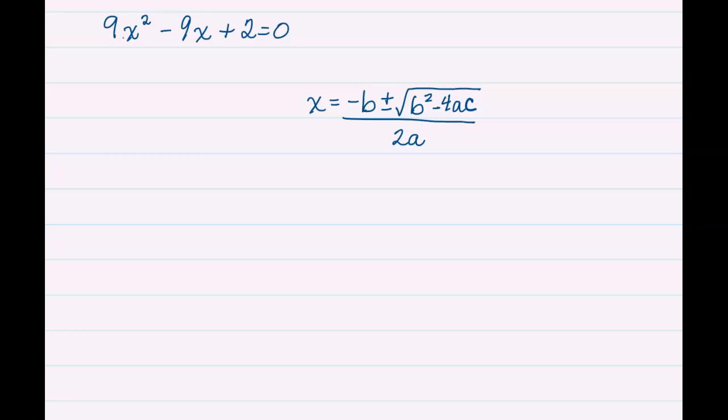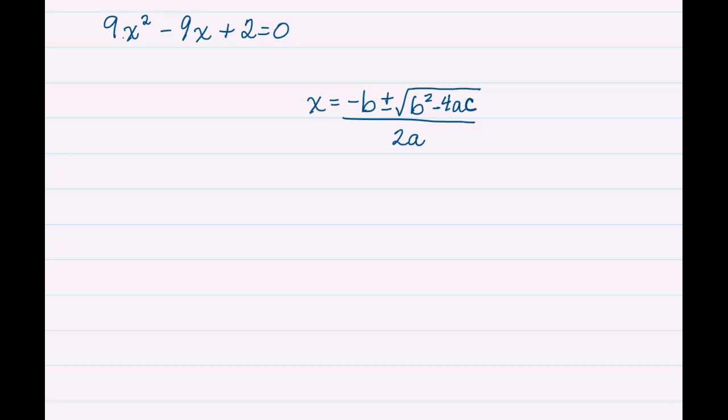Let's solve the quadratic equation 9x squared minus 9x plus 2 is equal to 0 by using the quadratic formula. I've stated the quadratic formula as x is equal to negative b plus or minus the square root of b squared minus 4ac all over 2a.